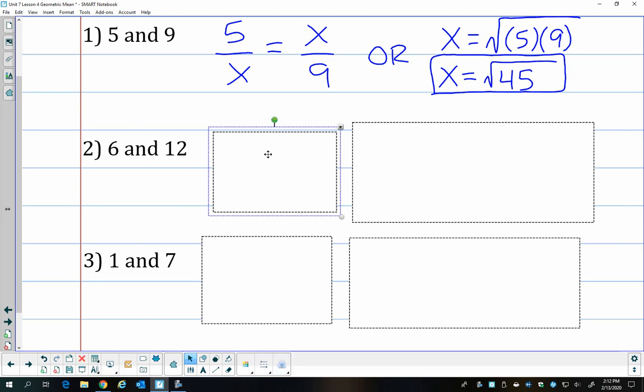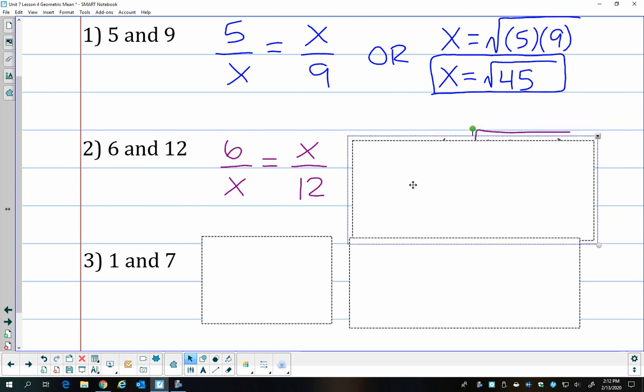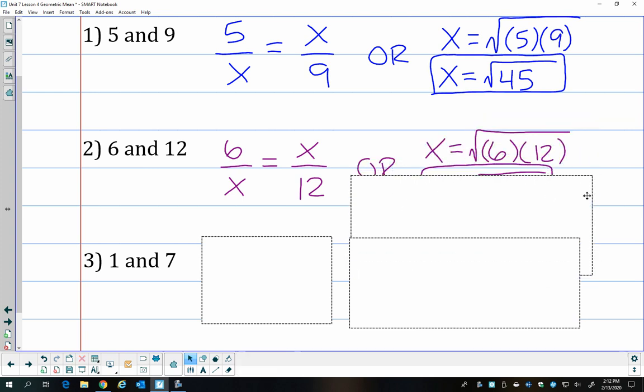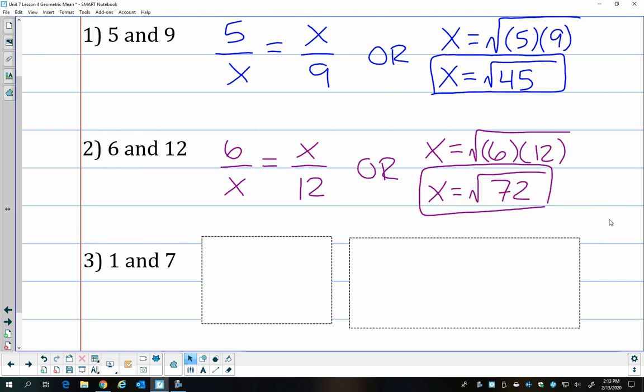Same thing here. I could write a proportion, 6 over x and x over 12. I don't know if you notice a pattern. I take the smaller number, divide it by x, and then x is on top of the bigger number. Or x is equal to the square root of those two numbers multiplied, which is the square root of 72.